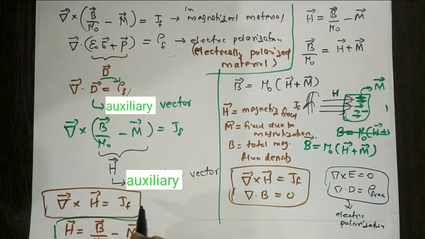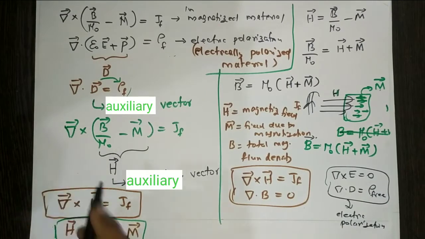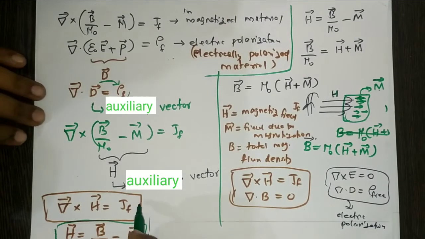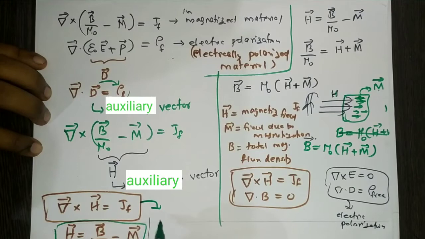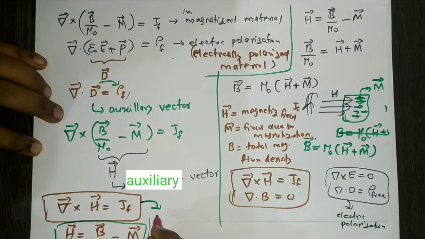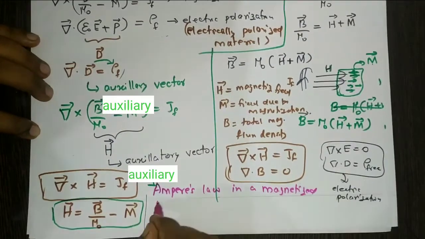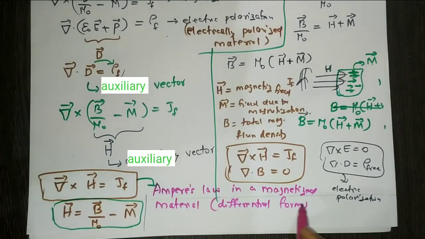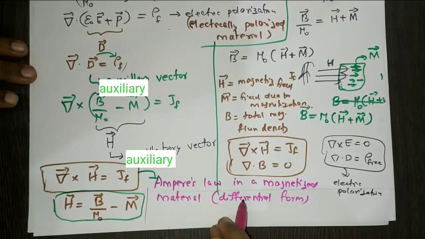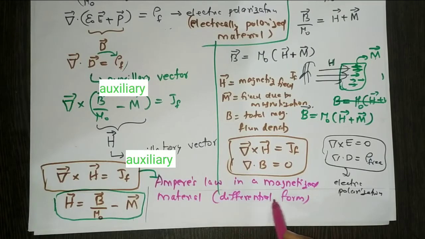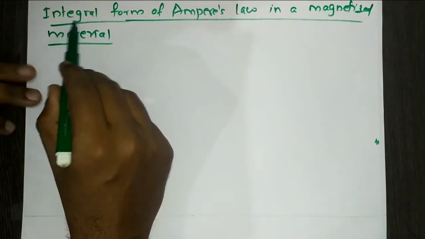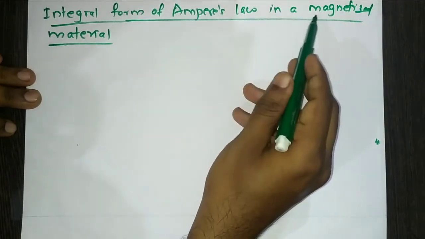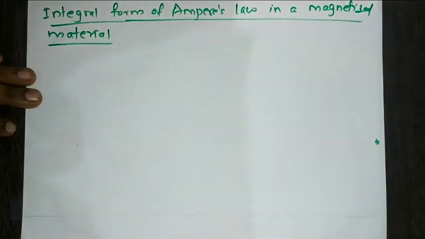It is also to be noted that this del cross H is equal to JF, that is Ampere's law in a magnetized material. Now let us see what is the integral form of Ampere's law in a magnetized material.